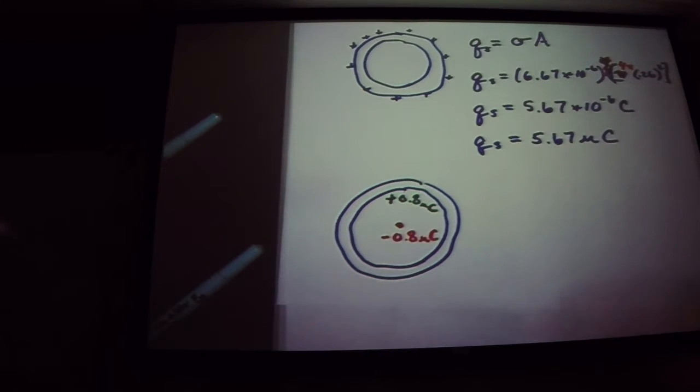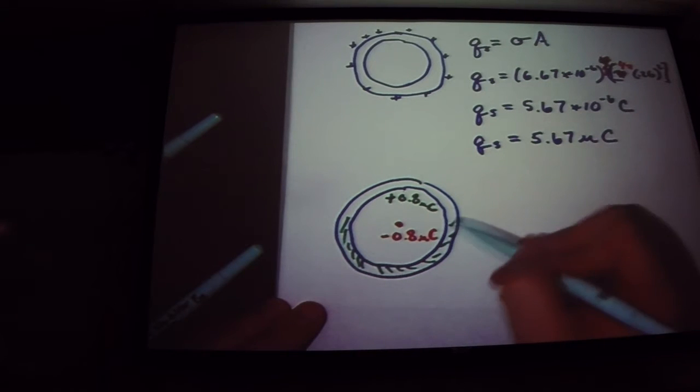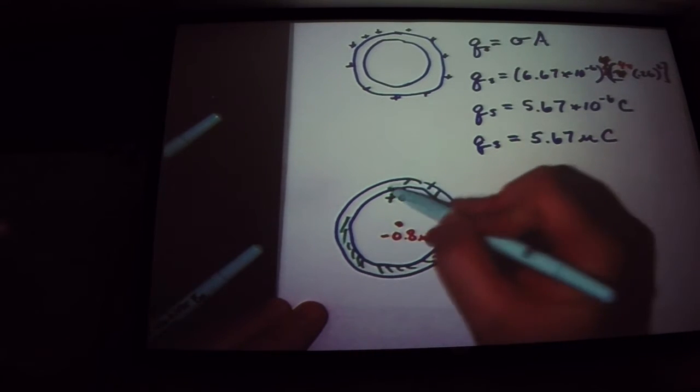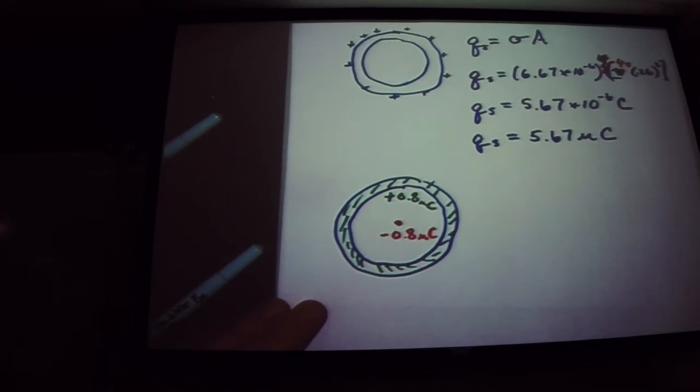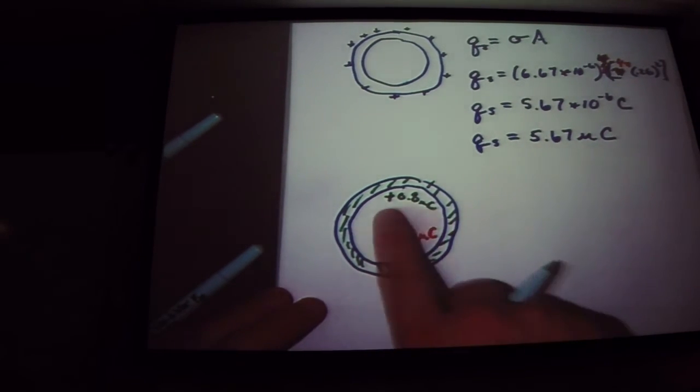Now the thing is that how much charge did I have on the shell? Positive what? 5.67. Does that mean I don't have enough to do this?